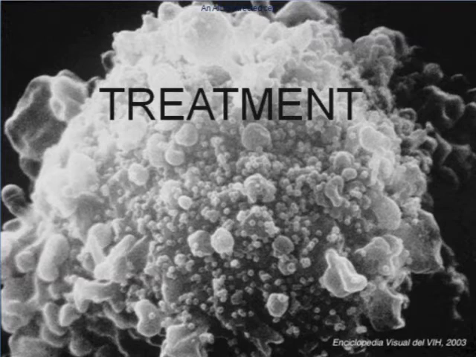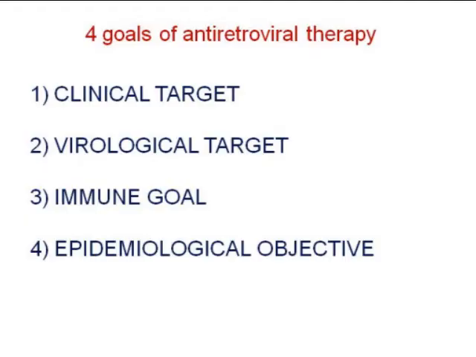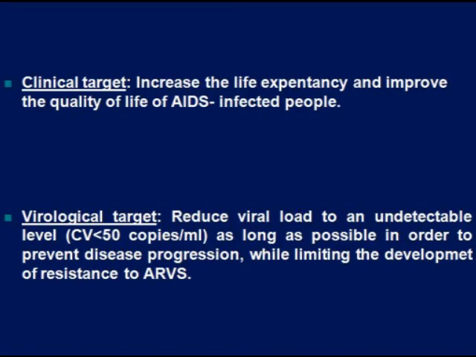I'm going to talk about the treatment now. The four goals of an antiretroviral therapy are the clinical target, the virological target, the immune goal, and the epidemiological objective. The clinical target is to increase the life expectancy and to improve the quality of life of those people who are infected by AIDS.